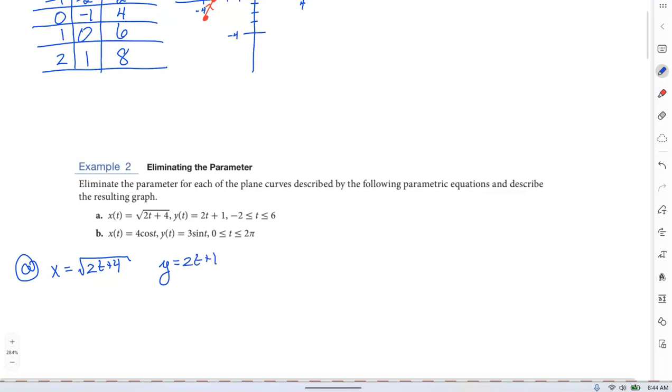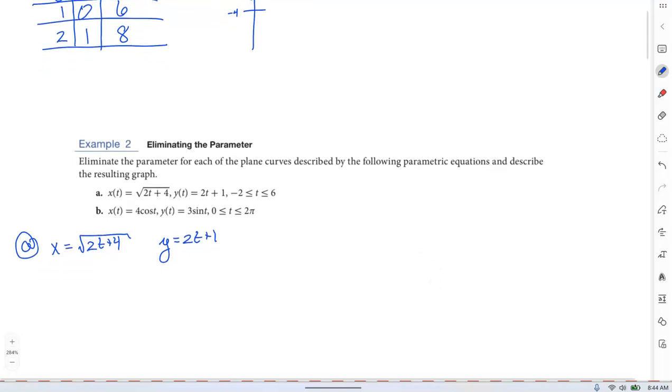So we've got a few options. What I would want to do is solve this y equation for t. So I'm going to subtract 1 and divide by 2. And then I'm going to plug it into the t for the x equation. So x equals the square root of 2 times y minus 1 over 2, plus 4.